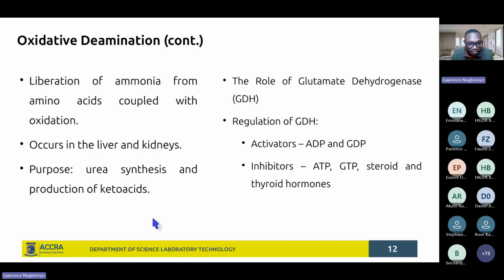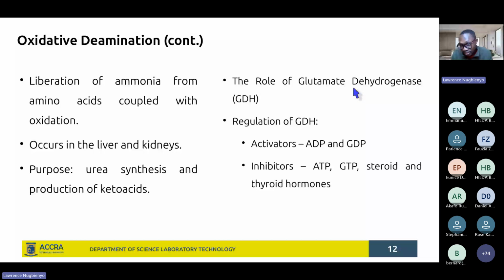And we have seen already what I just mentioned was the purpose of all of these. You are having urea synthesis. So urea will be excreted out of the body, and there will be the production of keto acids. And those keto acids will then go into the synthesis of fatty acids and carbohydrates. We have seen the role of glutamate dehydrogenase in that process. And we've seen in the classification of enzymes that dehydrogenases are oxidoreductases. So dehydrogenase is involved in that process of deamination, the reaction which we saw just before this slide.